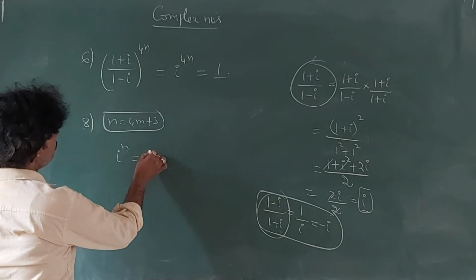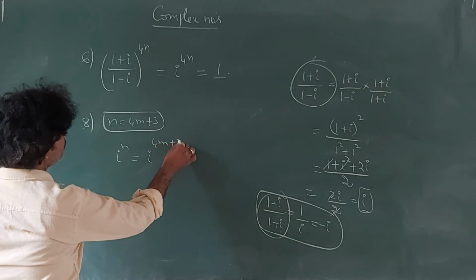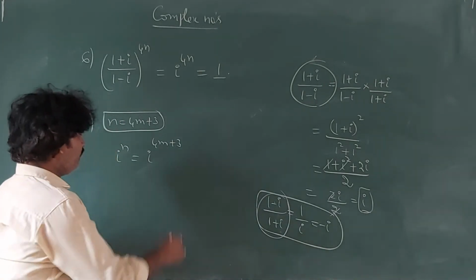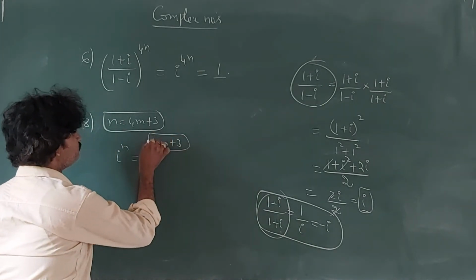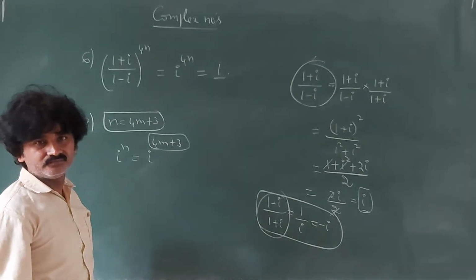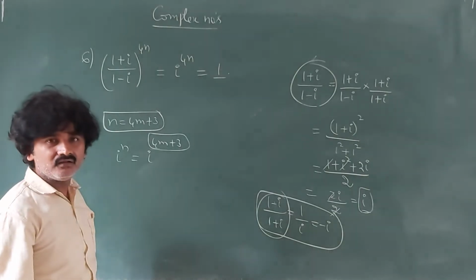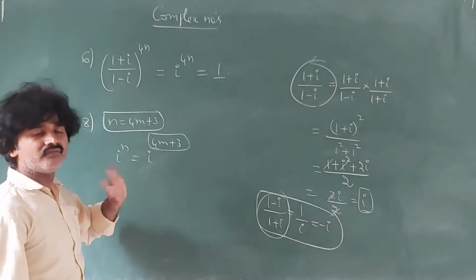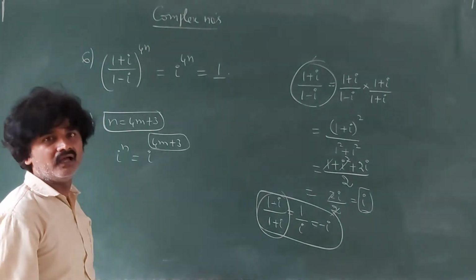n value they give how much now? 4m plus 3. Now only I said a shortcut. i power any number present: first divide this one with 4. Divide the entire exponent with 4. Then how much remainder you are left with? That is the i power value.